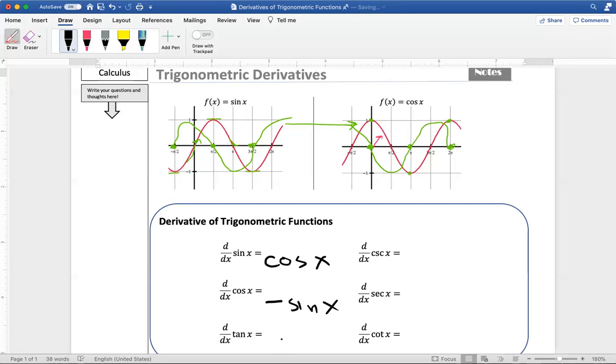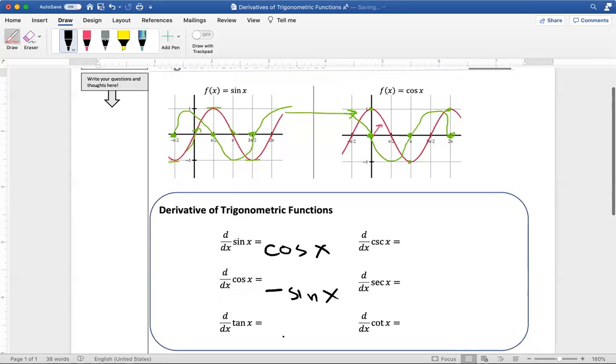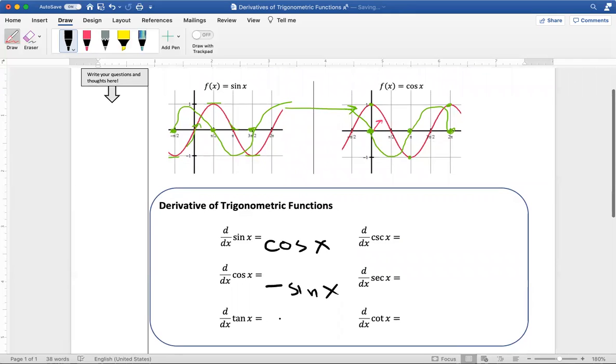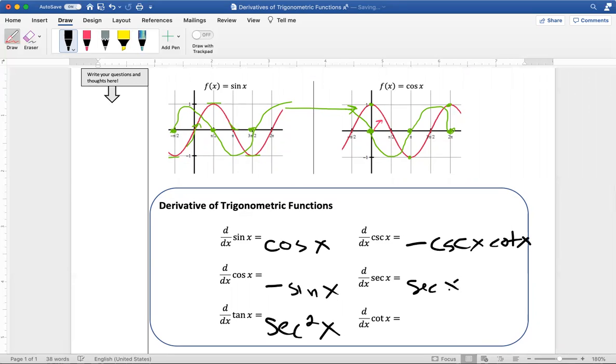Okay, we can do similar derivations. We could use some rules to find the derivatives of tangent and cosecant and all those things, but you should just try to memorize these. The derivative of tangent is secant squared of x. The derivative of cosecant is negative cosecant x cotangent x. The derivative of secant is secant x tangent x, and the derivative of cotangent is negative cosecant squared of x.